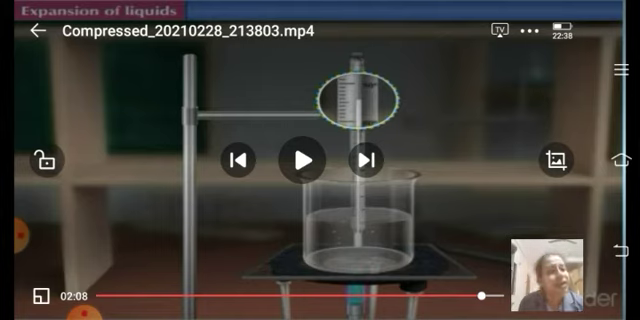So this is regarding the expansion of the liquid. Now let us proceed further with the expansion of the gases.